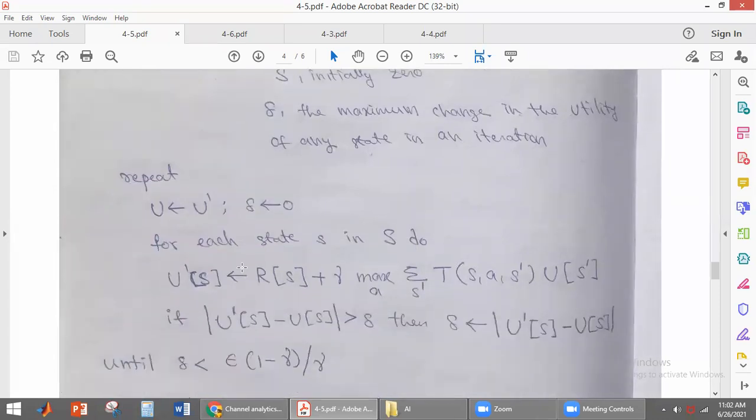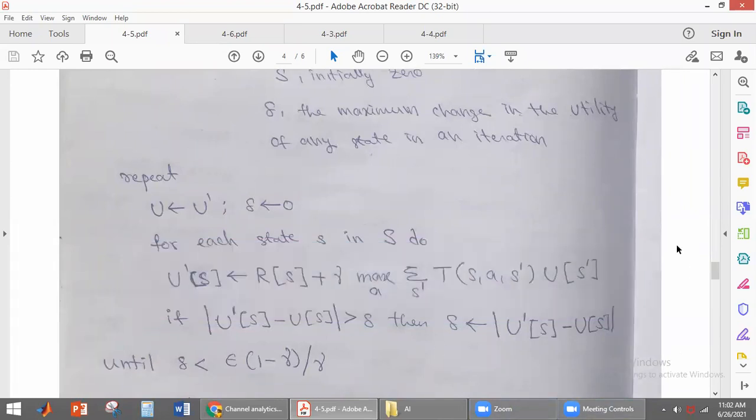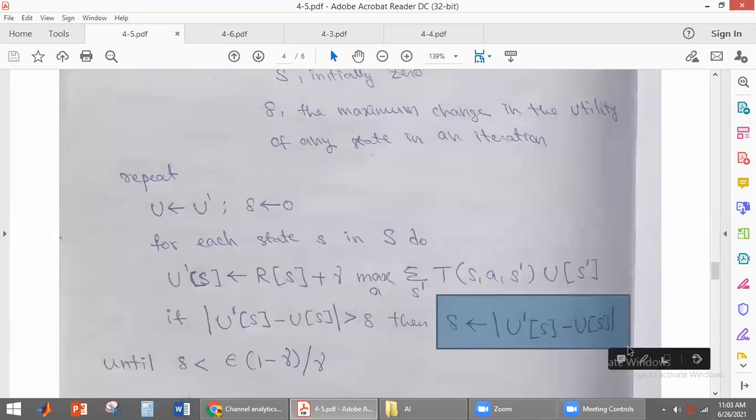Here we are updating the utility values using the Bellman update, students. We compare the utility values in the first iteration with those in the 0th iteration. In the 0th iteration the utility values are 0. In the first iteration the utility value is U dash of S. We find the difference, and if it is greater than delta, delta is assigned with the difference between these two values.